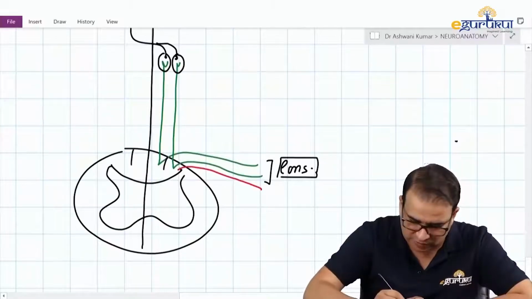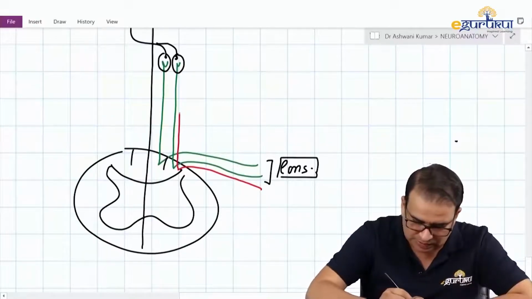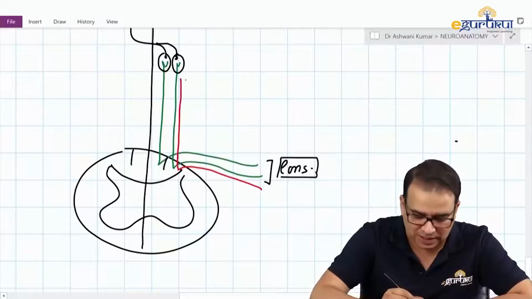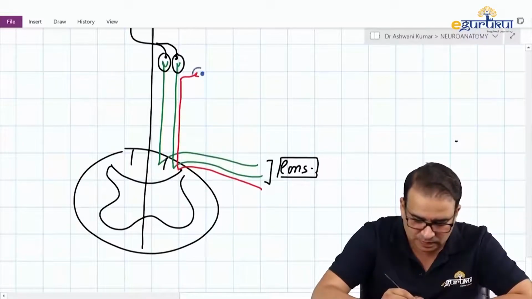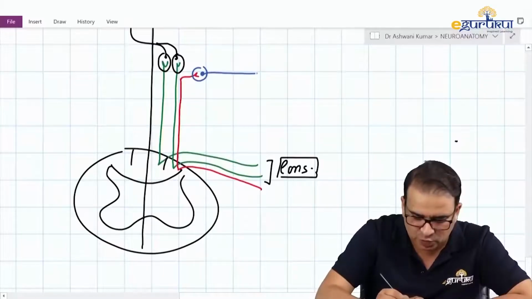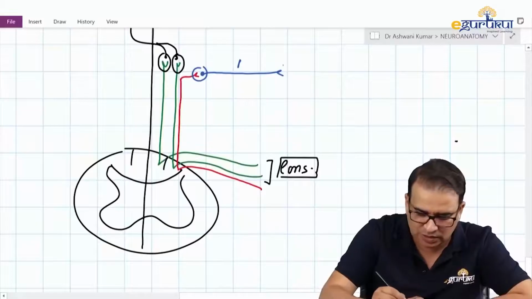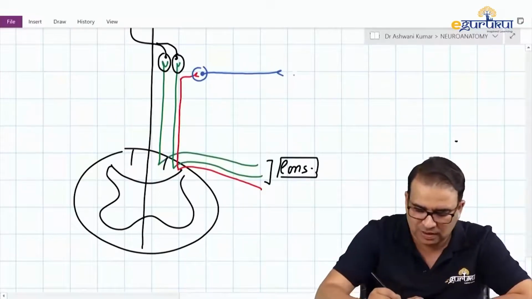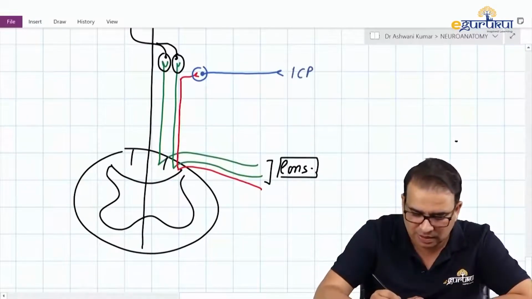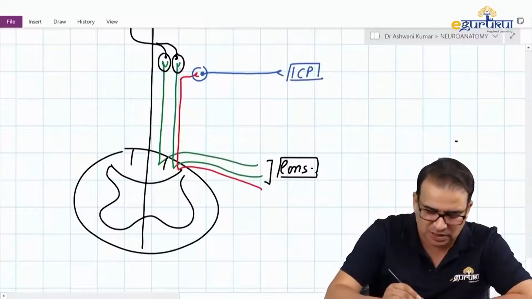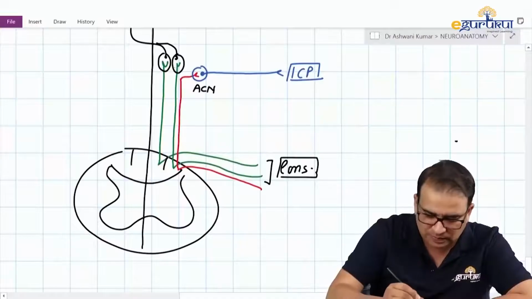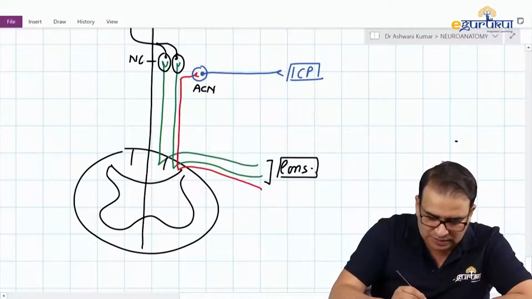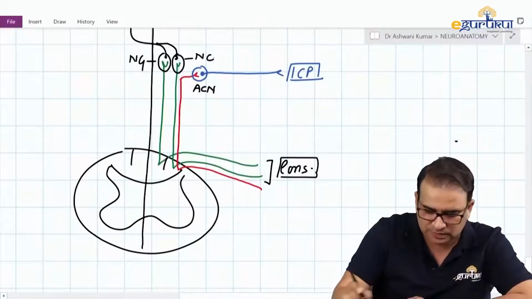That unconscious proprioception from the upper limb will join with the fasciculus cuneatus and ascend upward, but not going to that nucleus. It is deviating into the accessory cuneate nucleus. And from there, it was going as a cuneocerebellar tract into the inferior cerebellar peduncle. This is what we discussed. I've just joined both the tracts here, guys. This is the accessory cuneate nucleus here. This is nucleus gracilis and that is nucleus cuneatus.